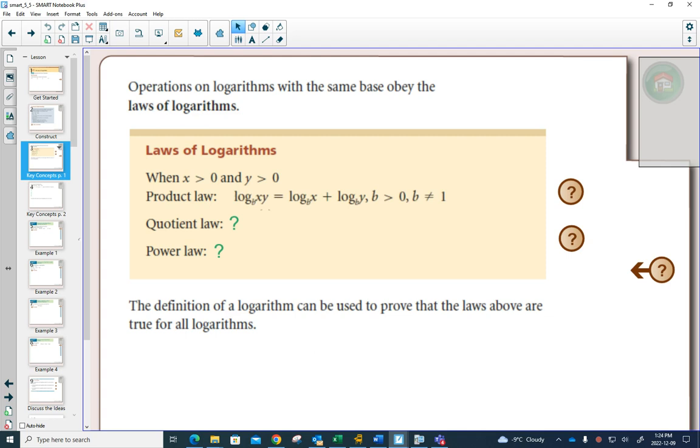I showed you the product law the other day. This is the one that says if you are multiplying inside of a logarithm, you can change it to adding the two logarithms. And your log laws kind of work like identities. So if you have two logs.